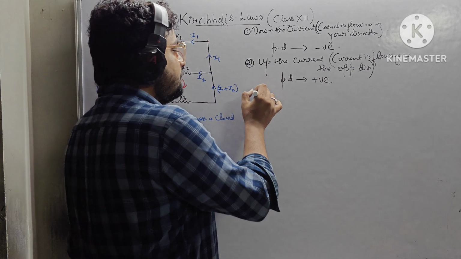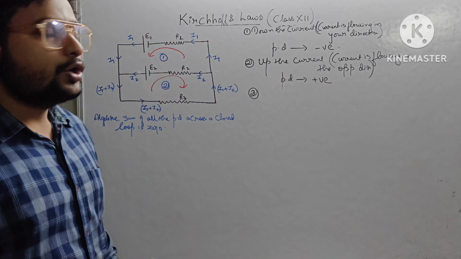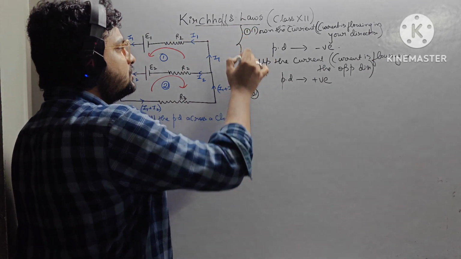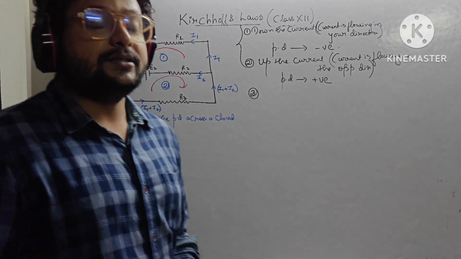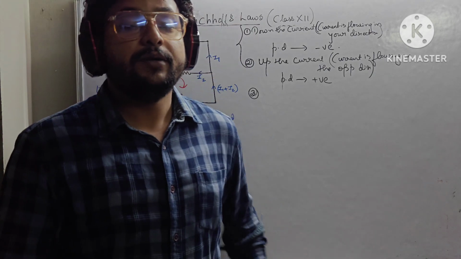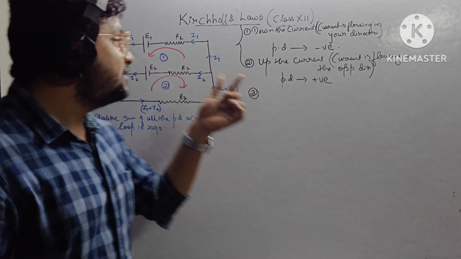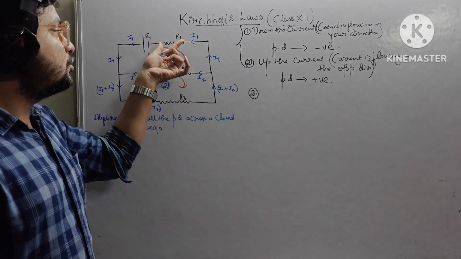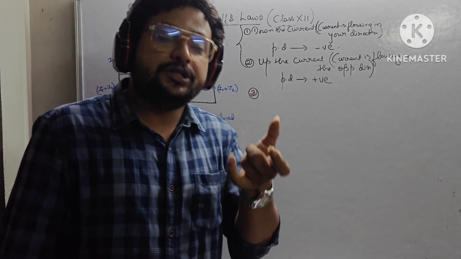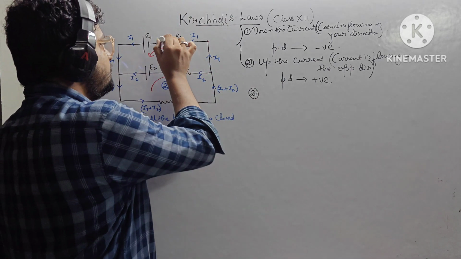Okay. Number 3. If you are crossing any resistor, we know there is a potential difference. When will there be any potential difference? If you cross a resistor, then there will be a potential difference across the two ends of the resistor.